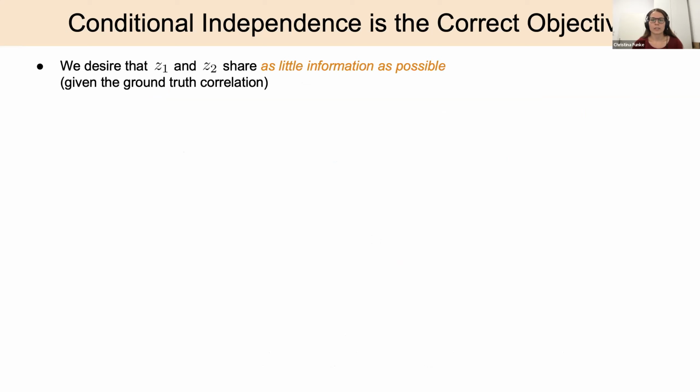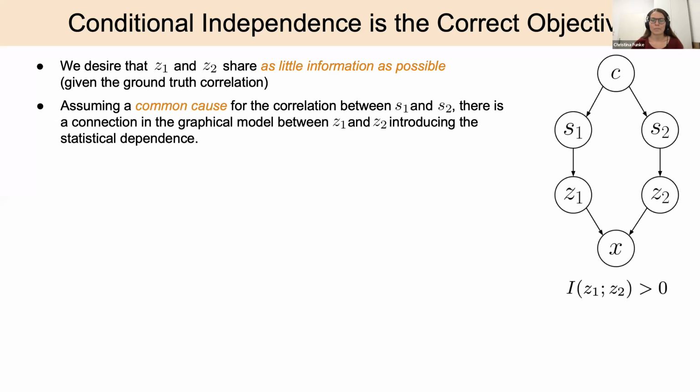So how can we fix this? To improve robustness to correlation shifts, we wish that Z1 and Z2 share as little information as possible. More specifically, we want that the latent subspaces share only the information that is necessary to account for the correlation that is present in the training data. To understand this better, let's take a look at the graphical model. We assume that there must be a common cause for the correlation between S1 and S2. This common cause provides a connection between Z1 and Z2 that introduces the statistical dependence.